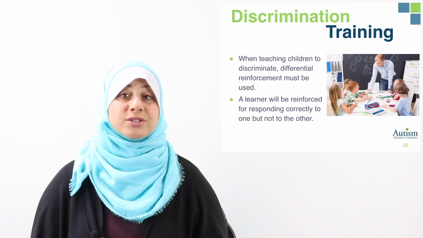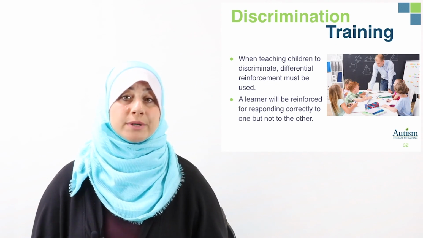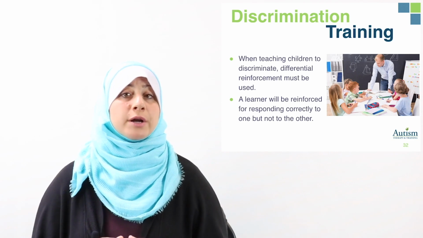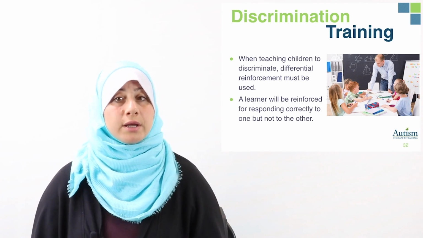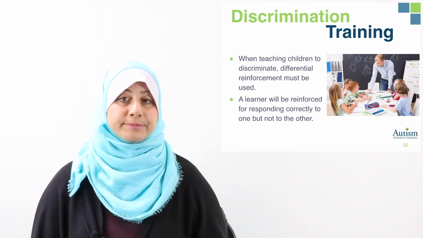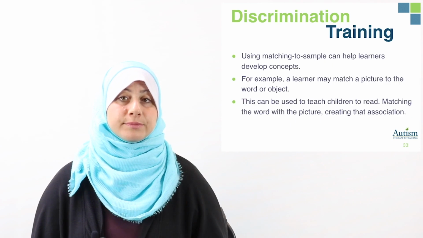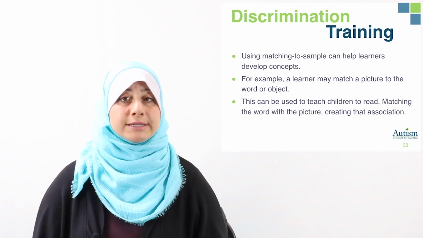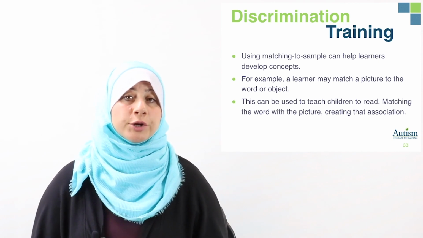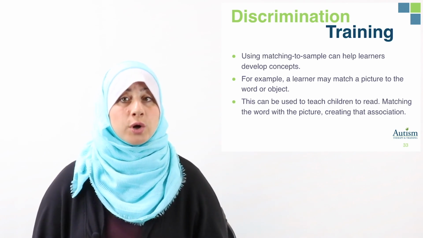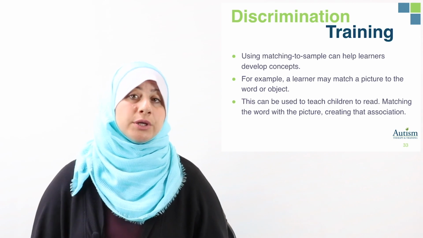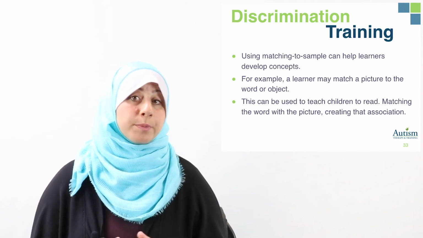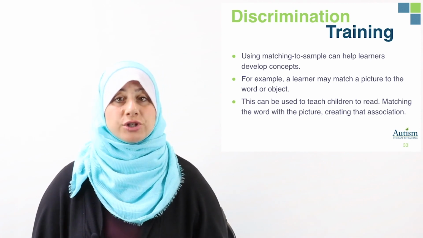When teaching children to discriminate, differential reinforcement must be used. A learner will be reinforced for responding correctly to one but not to the other. Using matching to sample can help learners develop concepts. For example, a learner may match a picture to the word or object. This can be used to teach children to read, matching the word with the picture, creating that association.